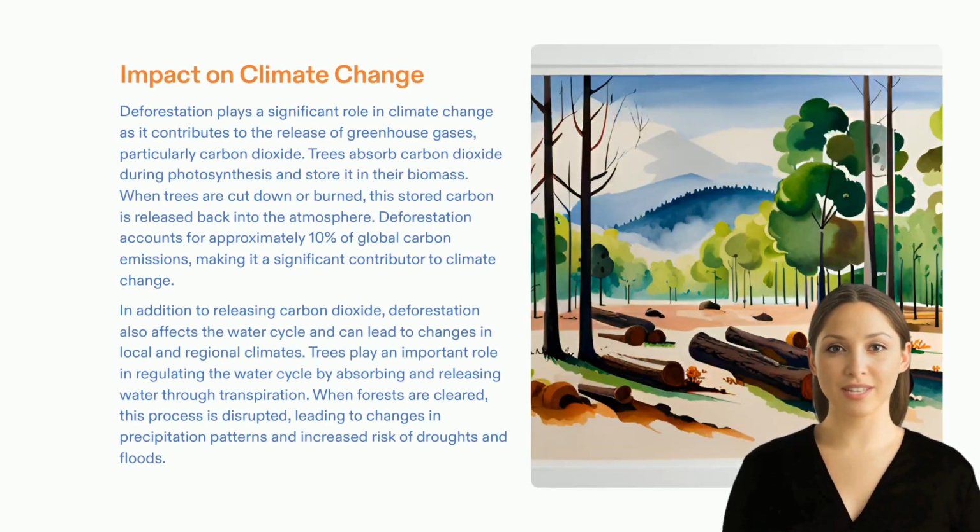Deforestation is one of the major contributors to climate change, accounting for around 10% of global carbon emissions. By removing trees from the environment, the stored carbon in their biomass is released back into the atmosphere, leading to an increase in greenhouse gases, such as carbon dioxide. Furthermore, deforestation affects the water cycle, disrupting the natural sponge-like ability of trees to absorb and release water through transpiration, resulting in changes in precipitation patterns and a heightened risk of floods and droughts.